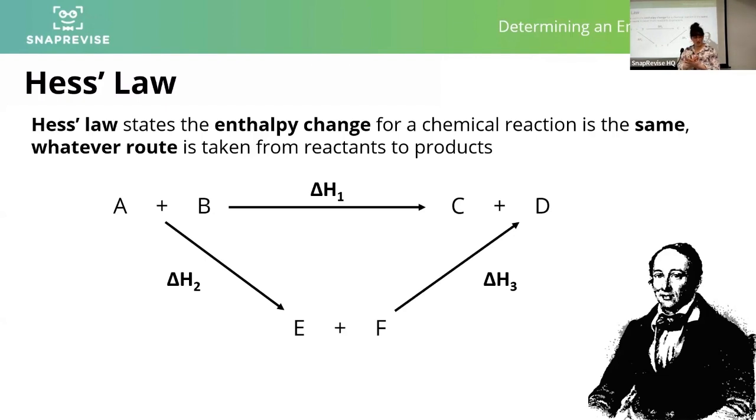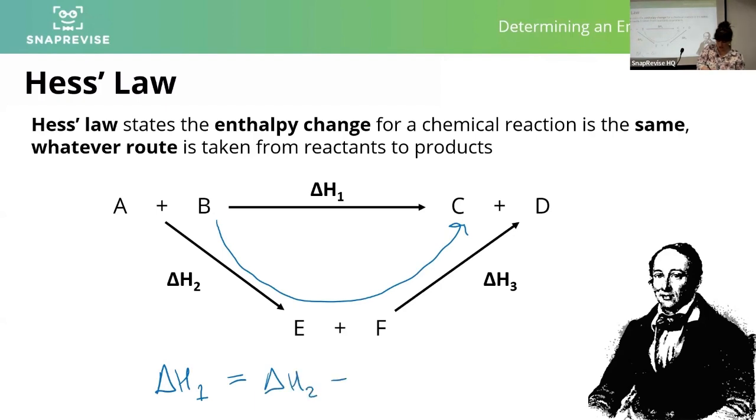You must make sure your arrow is representing the process that number is representing. So here I've got my arrow going down and my arrow going up. That means that if I wanted to go from A and B to C and D, so if I wanted to work out what delta H1 was, I could add delta H2 to delta H3, and I would get delta H1.